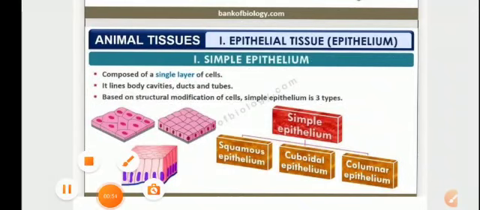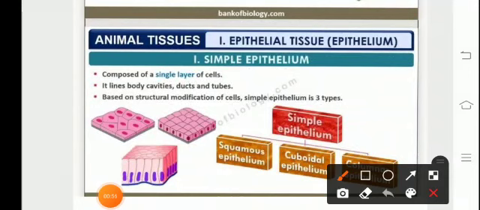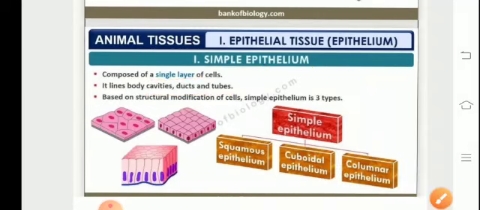When we talk about the simple epithelium, the name is given as simple because it comprises a single layer of cells. It lines the cavities, ducts and tubes. The simple epithelium is further subdivided into squamous, cuboidal, columnar. It also includes the pseudostratified epithelium.